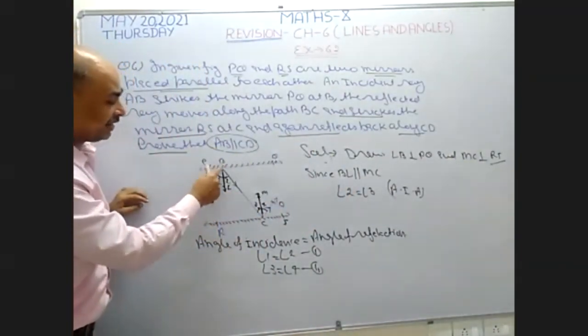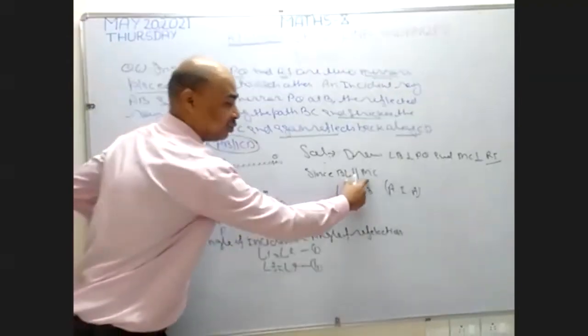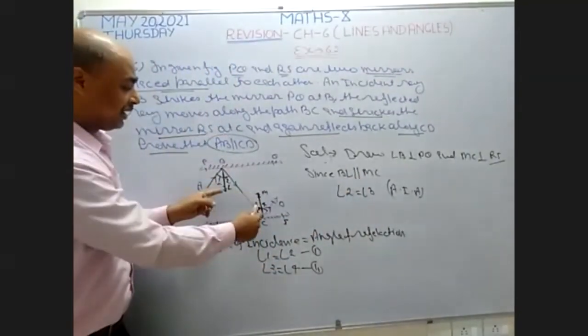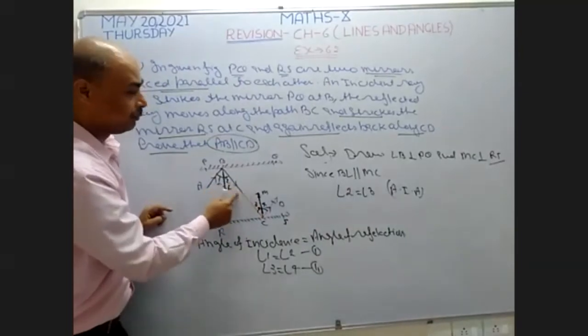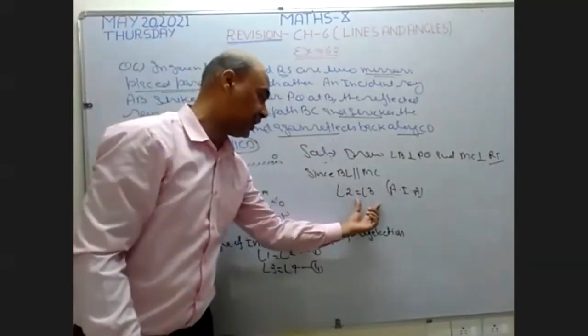This is the reason I write here BL and CM are parallel to each other. Since these two lines are parallel, angle 2 and angle 3 become alternate interior angles. Okay, beta Latika, is it clear?